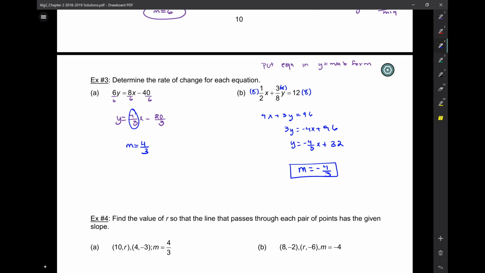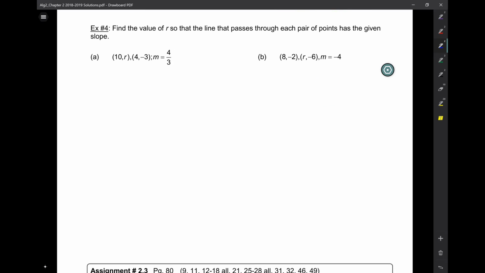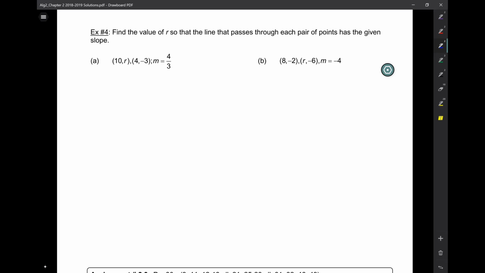All right? Questions? Thank you, Leah. Any questions? Okay. So now, how about if we need to go backwards? Take a look at the next example. What we're doing in the next example is we need to find the value of r so that the line that passes through each pair of points has the given slope. So we're given slope, we need to find one of the coordinates.